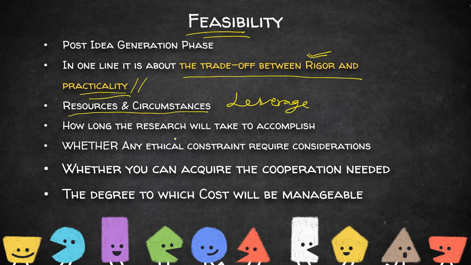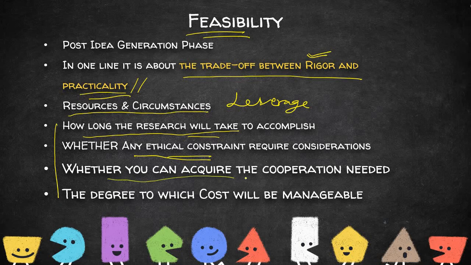Other things to be discussed under feasibility include the time it will take to accomplish the research goals, to complete the research project. Are there any ethical constraints which require consideration? So have we assessed all the ethical issues which could come in the way of research?